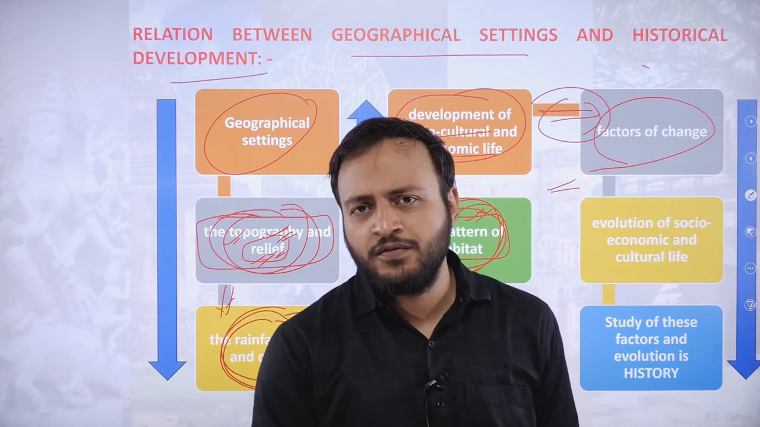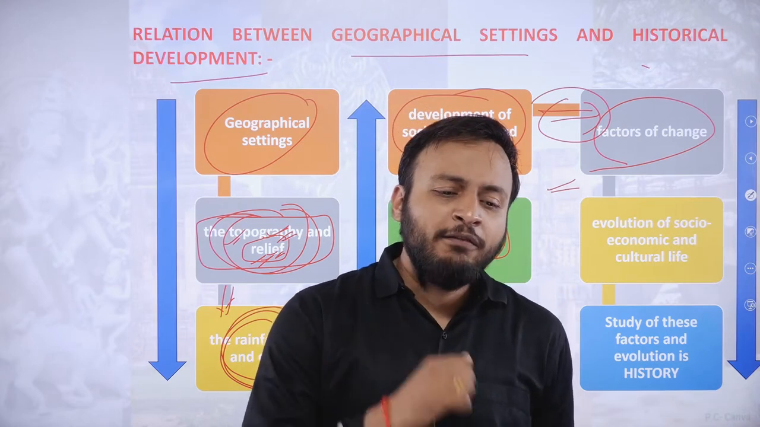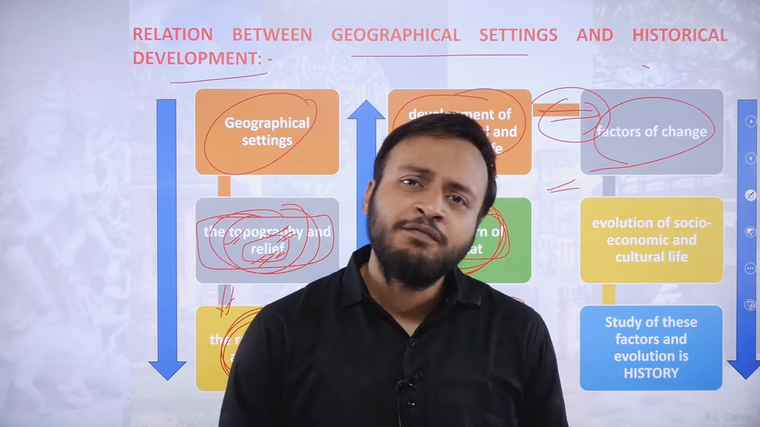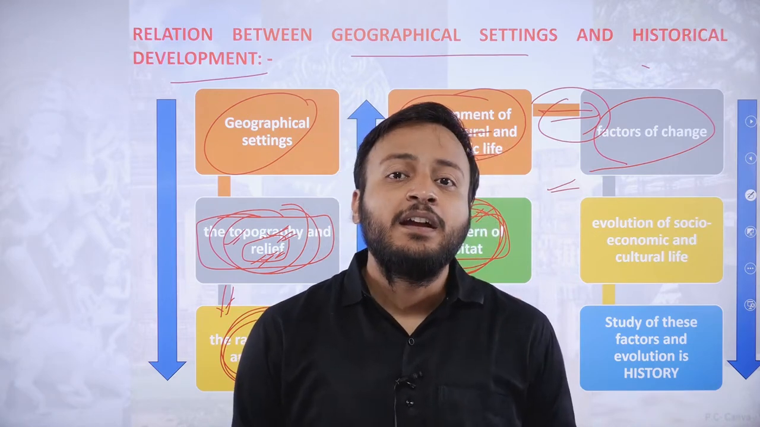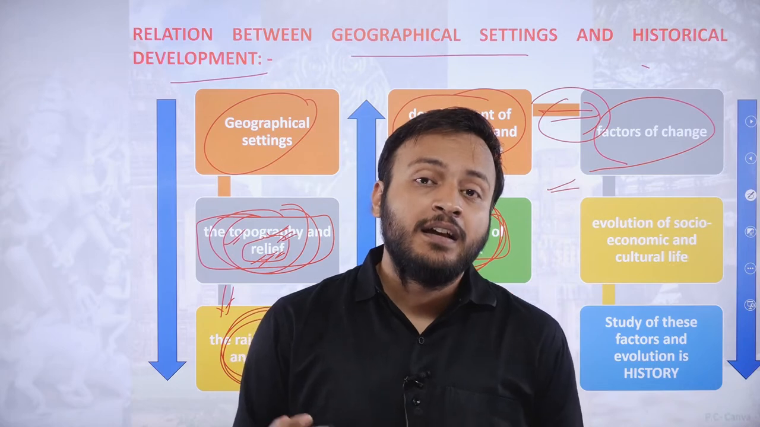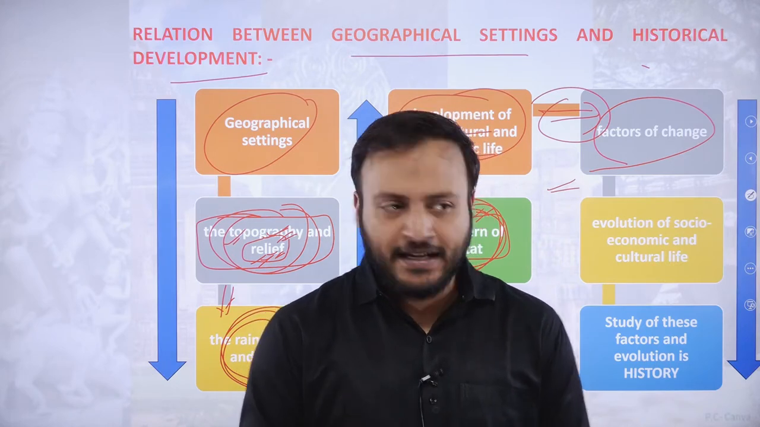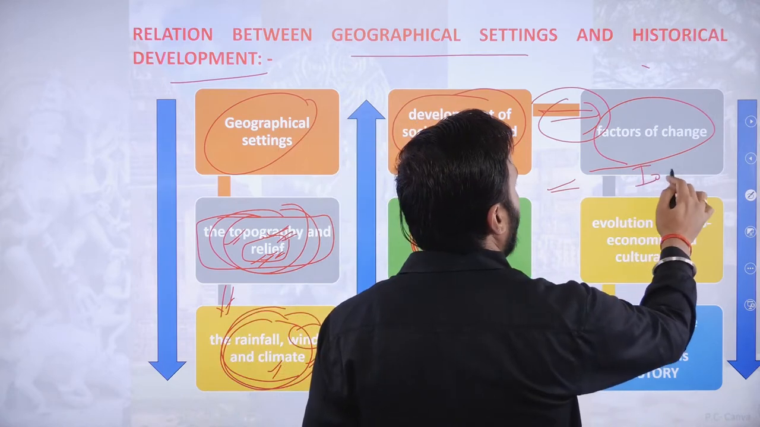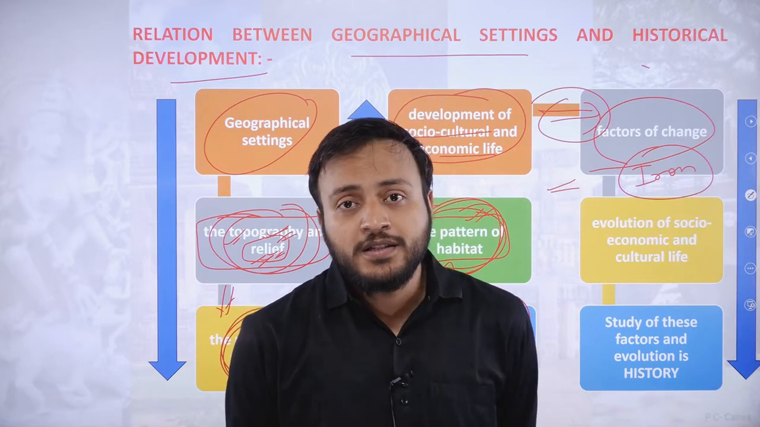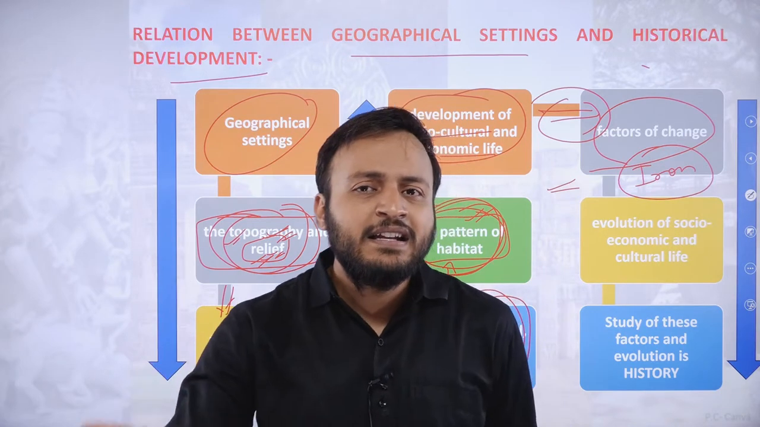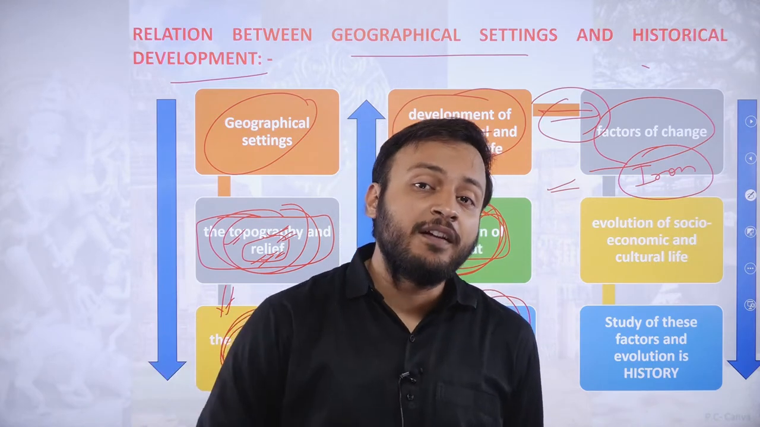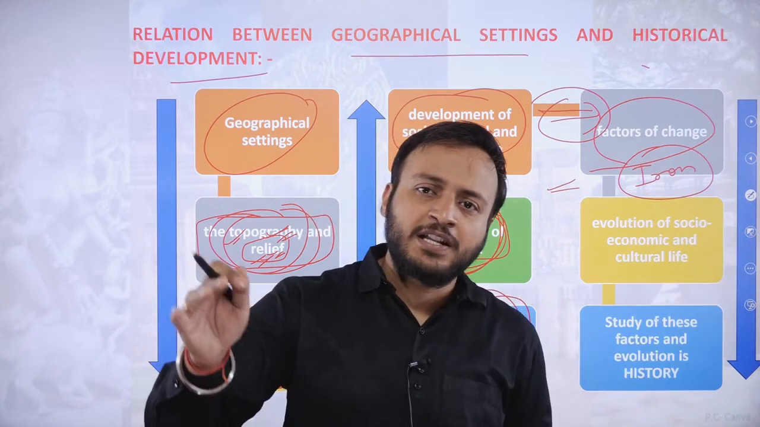What is the meaning of a factor of change? For example, one factor of change is time. Another factor of change may be any important innovation or discovery. For example, iron. Iron is a very, very important factor of change. How? Because iron entirely changed the method in which people were living before the discovery of iron and after the discovery of iron.